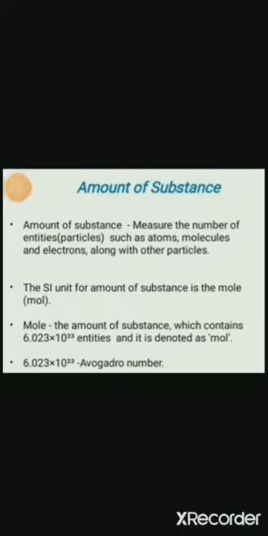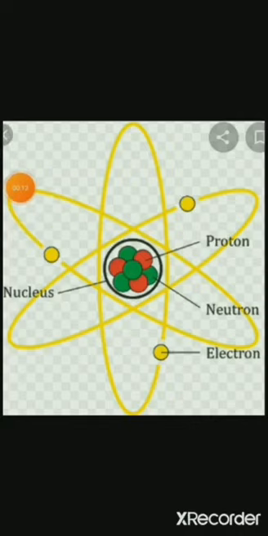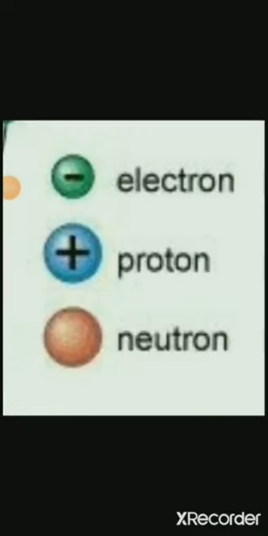Next one, amount of substance. Amount of substance is a measure of the number of entities, particles present in a substance. The entity may be an atom, molecule, ion, electron or proton. One atom contains 3 kinds of charges: electron negative charge, proton positive charge, neutron neutral charge.